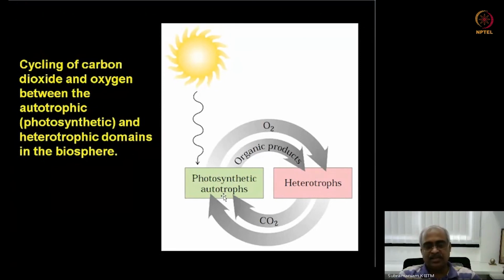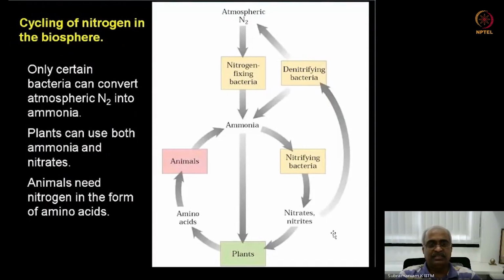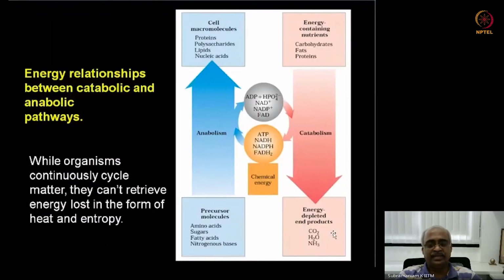Instead, some energy leaves from the biosphere into the universe. So essentially, this is a unidirectional flow of energy. So organisms can't retrieve energy lost in the form of heat and entropy.